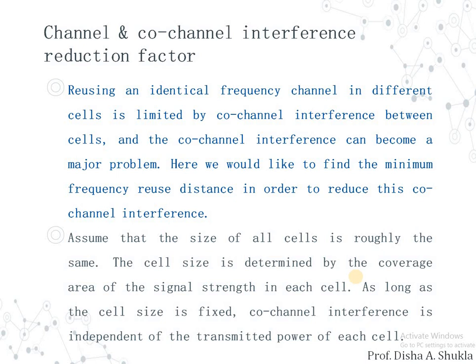See, whenever we are talking about anything on paper, we say that the cells are hexagonal and they are divided equally throughout the area. But when we actually divide a particular area into hexagonal cells, they may vary in their size. But in this concept, we are assuming that the size of all these cells is roughly the same. Now the cell size is determined by the coverage area of the signal strength. That is, we can define a particular cell's size by the coverage area of the signal strength.